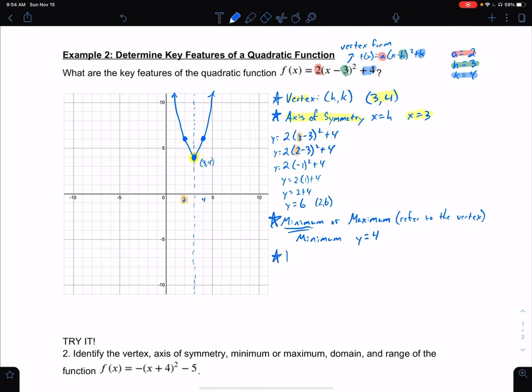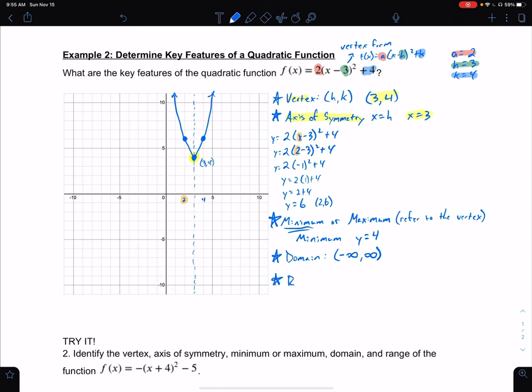Next, we're going to look at the domain. Our domain is your x values. All right, my graph is going to continue. It does go up, but the arrows are also going to go off to the right and to the left forever. Any number I can think of, I can plug in for my x value. So my domain is going to be negative infinity to positive infinity. It'll be all real numbers. Domains are usually the easiest part of this.